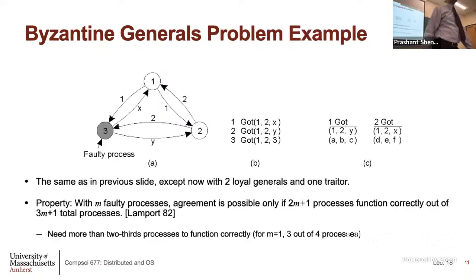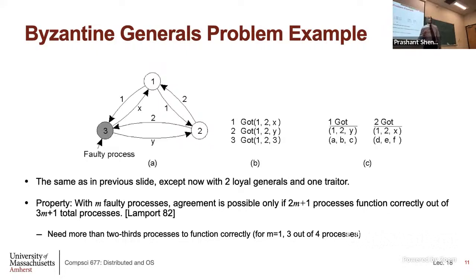Now we'll repeat the same problem, but we'll assume that there are only 3 generals, not 4. And 3 is still the faulty process. So what happens in this case? In the first round, 1 sends 1 to everyone, 2 sends 2, and 3 is sending X and Y. So you get 1 to X, 1 to Y, 1 to 3. Then you recurse and send this out, and in the next round, 1 got Y, A, B, C from 3, and 2 got X, D, E, F. 3 gets whatever it gets.